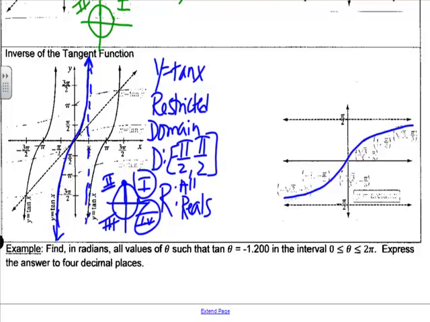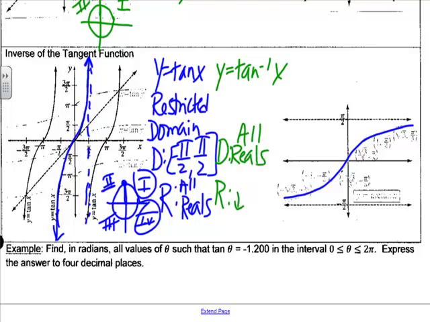So then when I come over here and I get my tan inverse, once again, I'm just going to flip my domain and my range. The domain then is going to be all reals, and the range then is going to be negative pi over 2 to pi over 2.